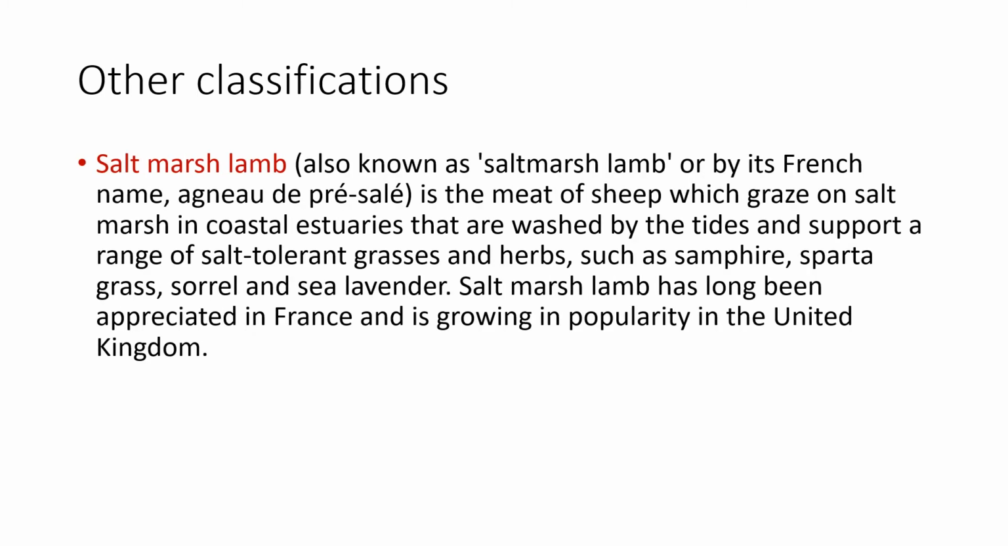Other classifications. So you have something called salt marsh lamb, which by its French name is also called agneau de pré salé. It is the meat of sheep which graze on salt marsh in coastal estuaries that are washed by the tides and support a range of salt tolerant grasses and herbs. So essentially they grow in places where certain plants grow along the coastal areas, such as spartina grass, sorrel, sea lavender, etc. That is the diet of this salt marsh lamb.